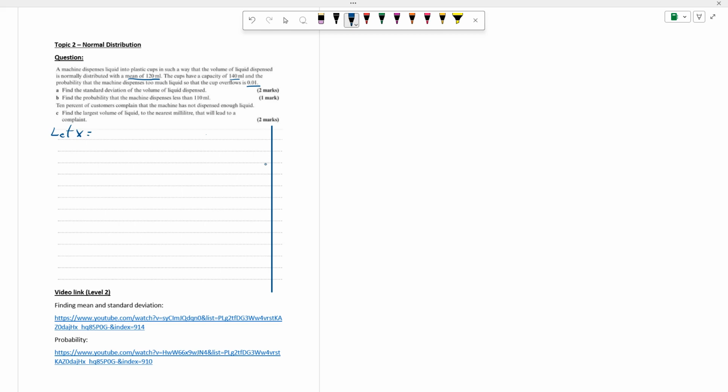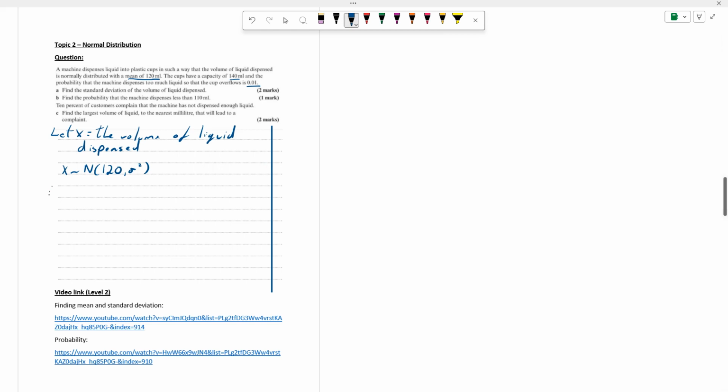Okay, so let X be the volume of liquid dispensed. That means X is normally distributed with 120 as my mean and sigma squared, because I don't know what my standard deviation is. Now, if I'm missing a mu or sigma, I need to consider using Z tables.